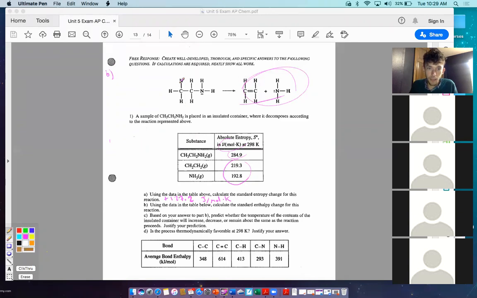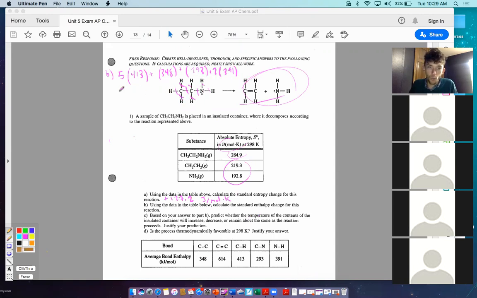It looks like I'm going to be breaking 1, 2, 3, 4, 5 C-H bonds, so 5 times 413. I'm going to be breaking a single carbon-carbon bond, 348. I'm going to be breaking a single carbon-nitrogen bond, 293. And I'm going to be breaking 2 nitrogen-hydrogen bonds, 391. You do that calculation, and that will be the energy in to break all these bonds.